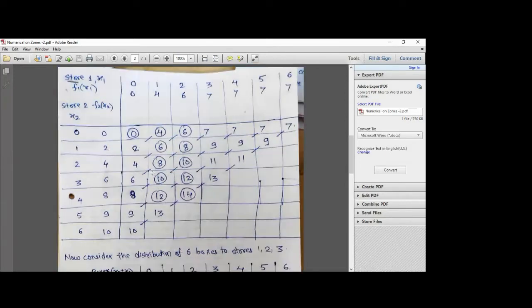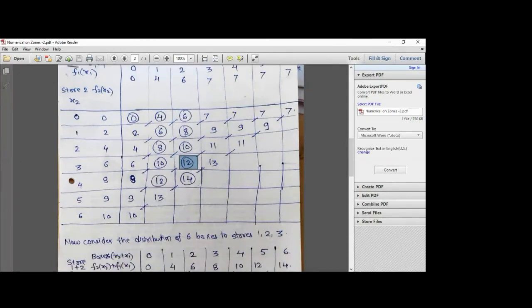The maximum amongst them is this 10, and hence I have circled this 10. For 5 number of crates, the combinations are 0 plus 5, 1 plus 4, 2 plus 3, 3 plus 2, 4 plus 1, and 5 plus 0. The maximum among them is 12, and hence I have highlighted 12.